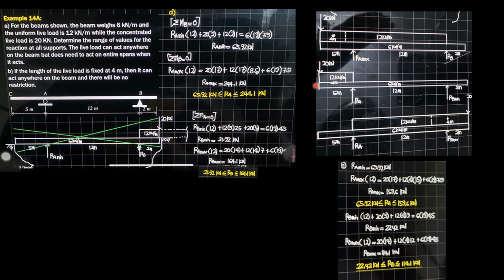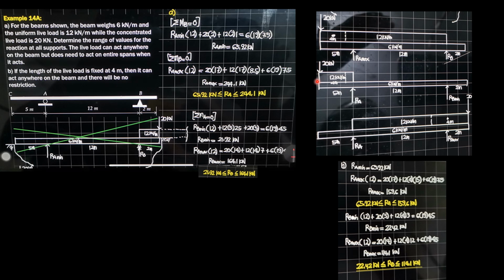Then for RA maximum, since the length of the beam is only 4 meters, the length of the live load is only 4 meters, this overhang is 5 meters, so one end of the live load will be here, and the other 4 meters should be on this part only. So I cut it there. That's 4 meters only. That's 12 kilonewton per meter. And this is still the location of the 20 kilonewton load.